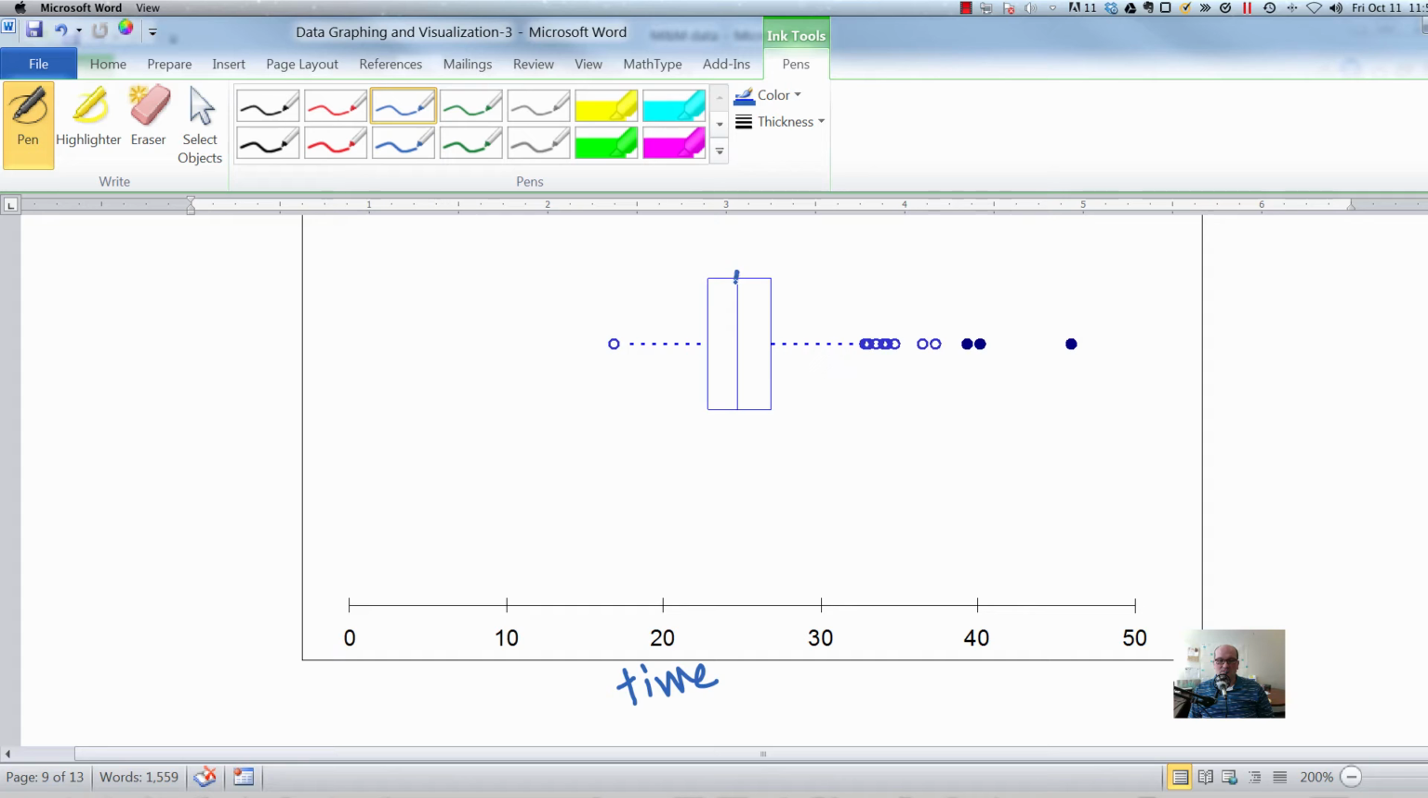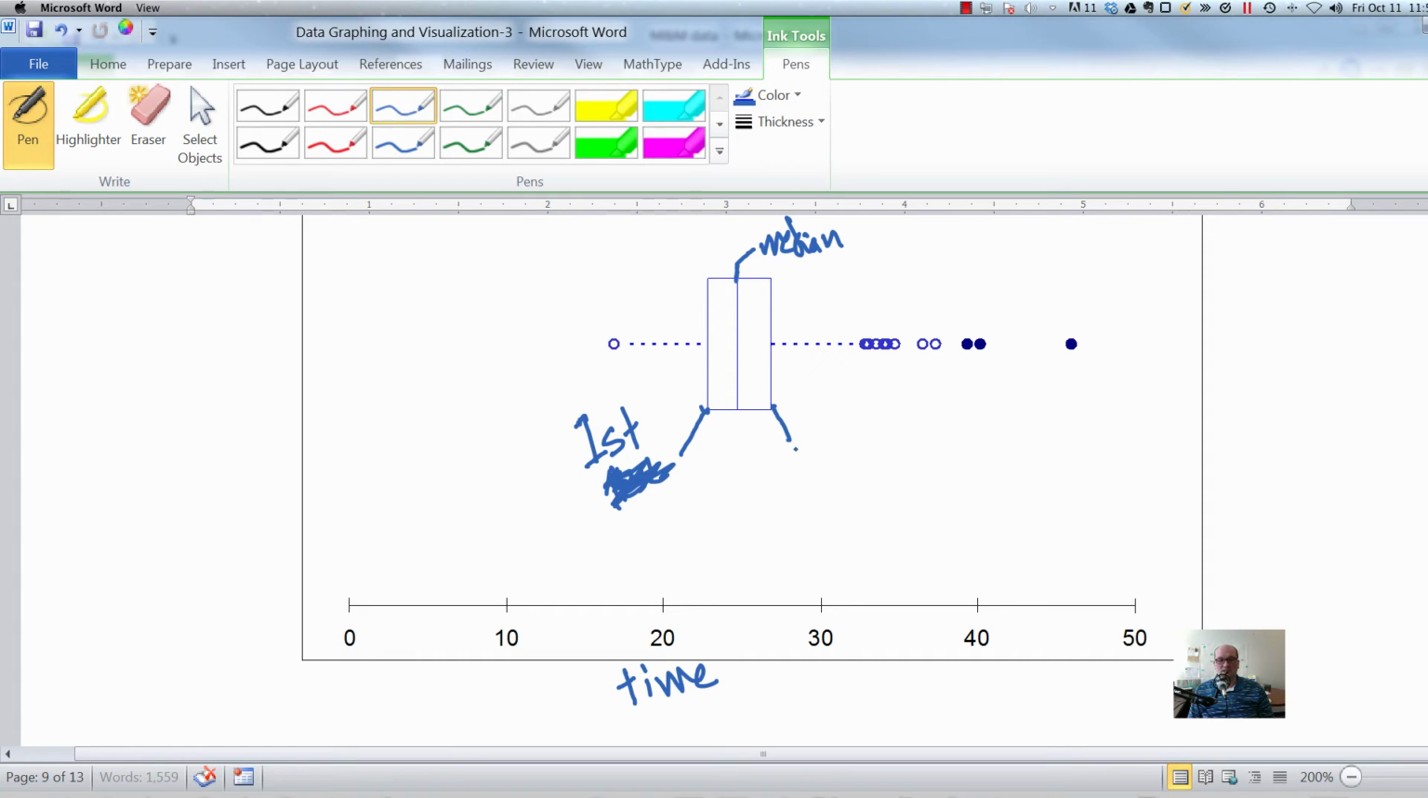This line right smack dab in the middle of the box plot is the median. This line over here going up and down, this one right here, is the first quartile. Oh, that's supposed to be a number one. First quartile. Yeah, there we go.